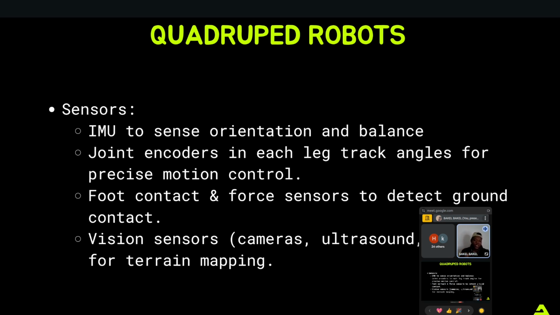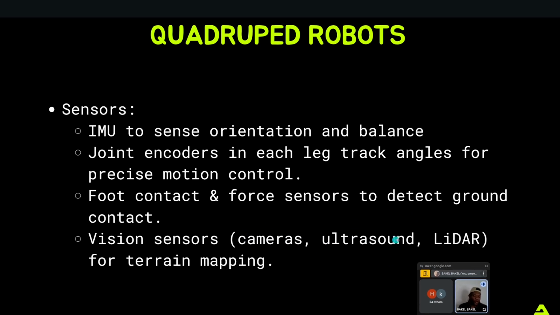Joint encoders also check precise angles, motor angles. We have foot contact for force and all of that. Then the vision I was telling you about: cameras, ultrasound, LiDAR, and the rest of them.